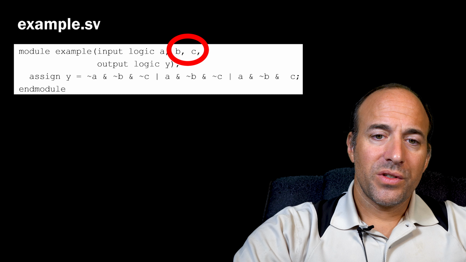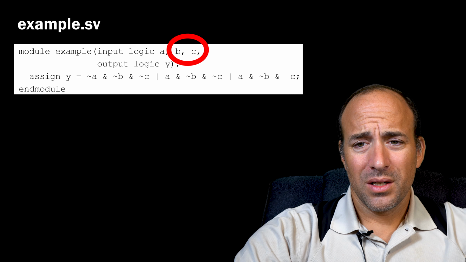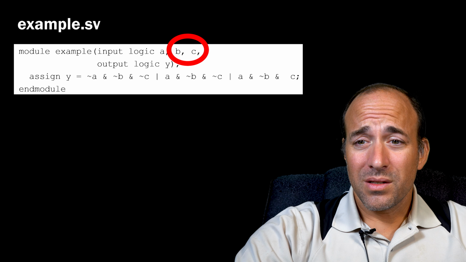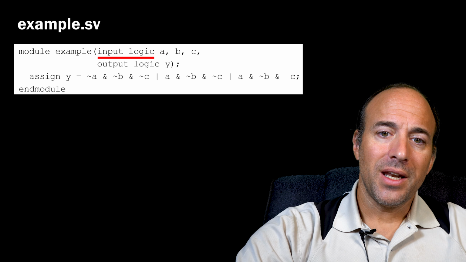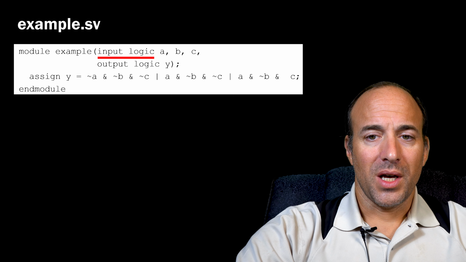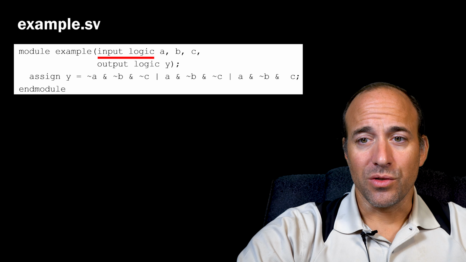Notice that the inputs B and C don't have a type modifier. Because of this, the compiler will use the last specified type and type modifier for these variables, making B and C input logics as well.